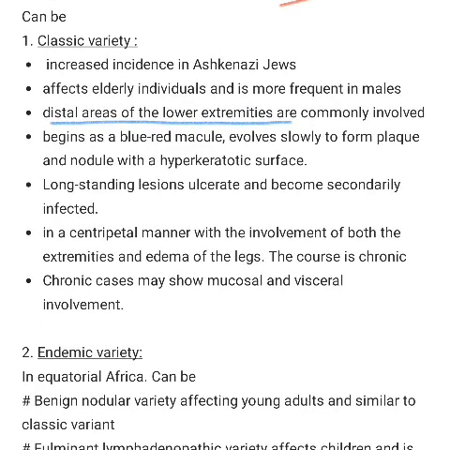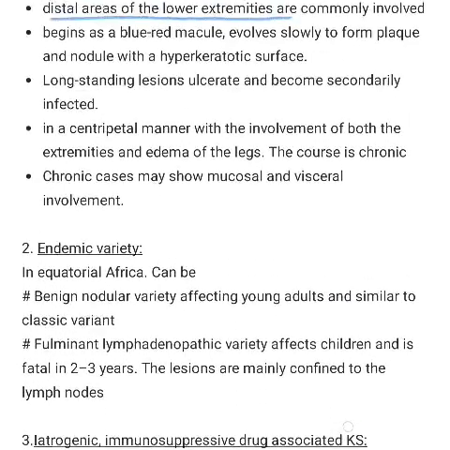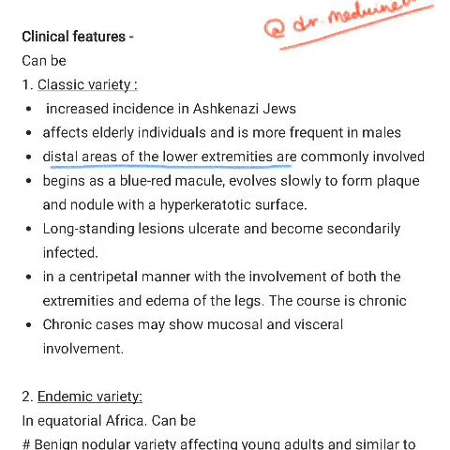Coming to clinical features, there are four important variants. First is the classical variety, the second is the endemic variety, the third is the iatrogenic variety, and the fourth is the AIDS associated Kaposi's sarcoma. Coming to the classical variety, it is seen especially in Ashkenazi Jews, and it affects elderly individuals and is more frequent in males. The most commonly affected areas are the distal areas of the lower extremities, and it begins as a blue-red macule that evolves slowly to form a plaque and later a nodule with a hyperkeratotic surface. Long-standing lesions can ulcerate and become secondarily infected.